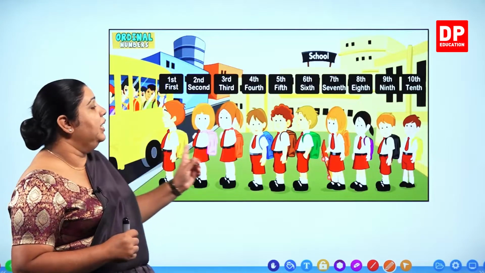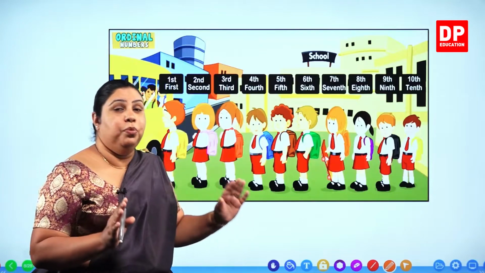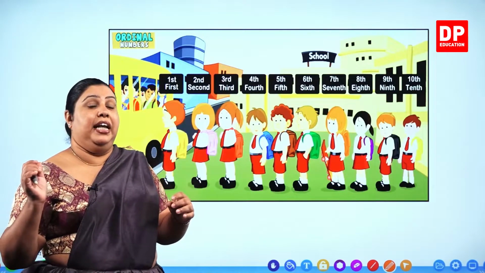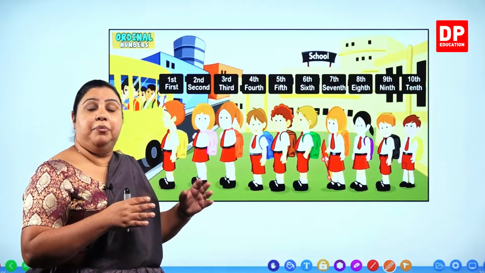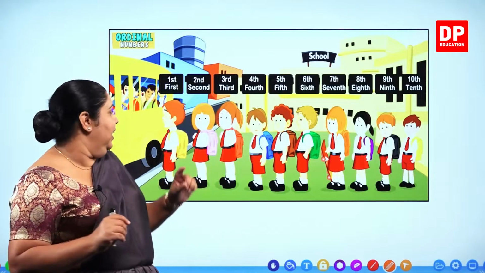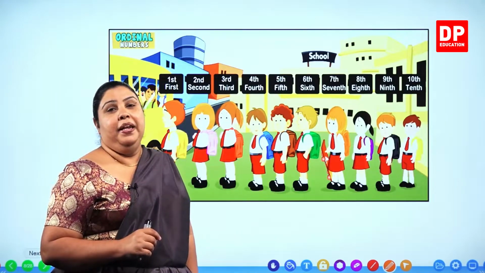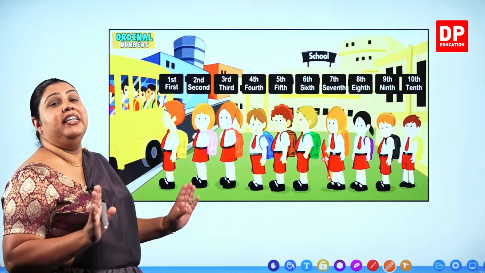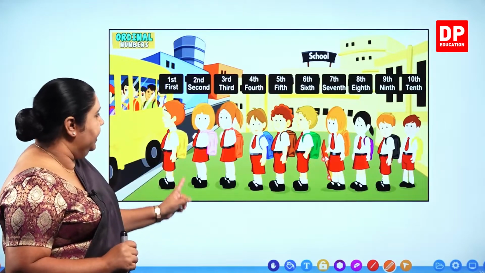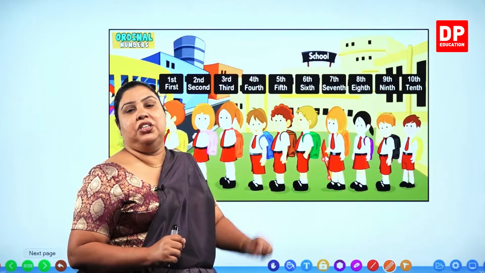You have to come in a queue like this. You don't push each other, you don't pull each other, you don't take over the other person and push him behind and you go and get into the bus. That's not the way. Now look at this. Now here we have 10 children. I hope you can see. Now they are standing in their own positions.